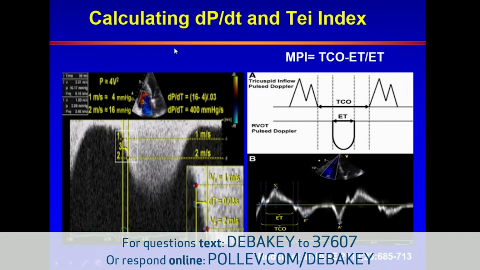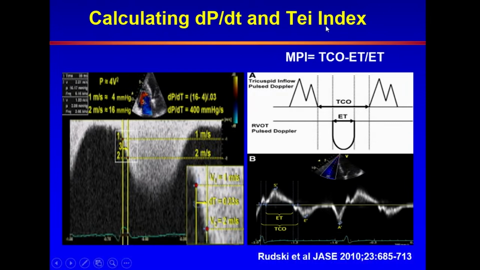Other tools that are in the guidelines, one of them is actually recommended, the Tei index or the myocardial performance index. The first one we'll touch base on quickly is the first derivative of pressure, dP/dt. Similar to the LV, or if you have a catheter in the RV, a rapid rise in pressure is an indicator of better RV contractility. By itself, even if you were to do it by cath, this is not a pure index of contractility. It is also affected by loading conditions.